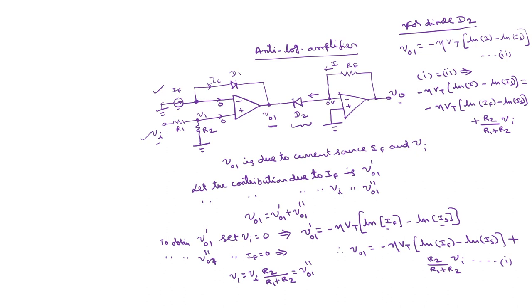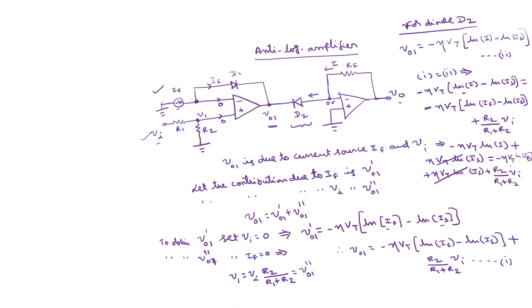So, this is minus eta Vt, that implies minus eta Vt times logarithm of I, minus of minus becomes plus, plus eta Vt times logarithm of IS is equal to minus eta Vt times logarithm of IF plus, this minus minus becomes plus, eta Vt times logarithm of IS plus R2 by R1 plus R2 times Vi. So, this and this get cancelled. So, what will you get now?